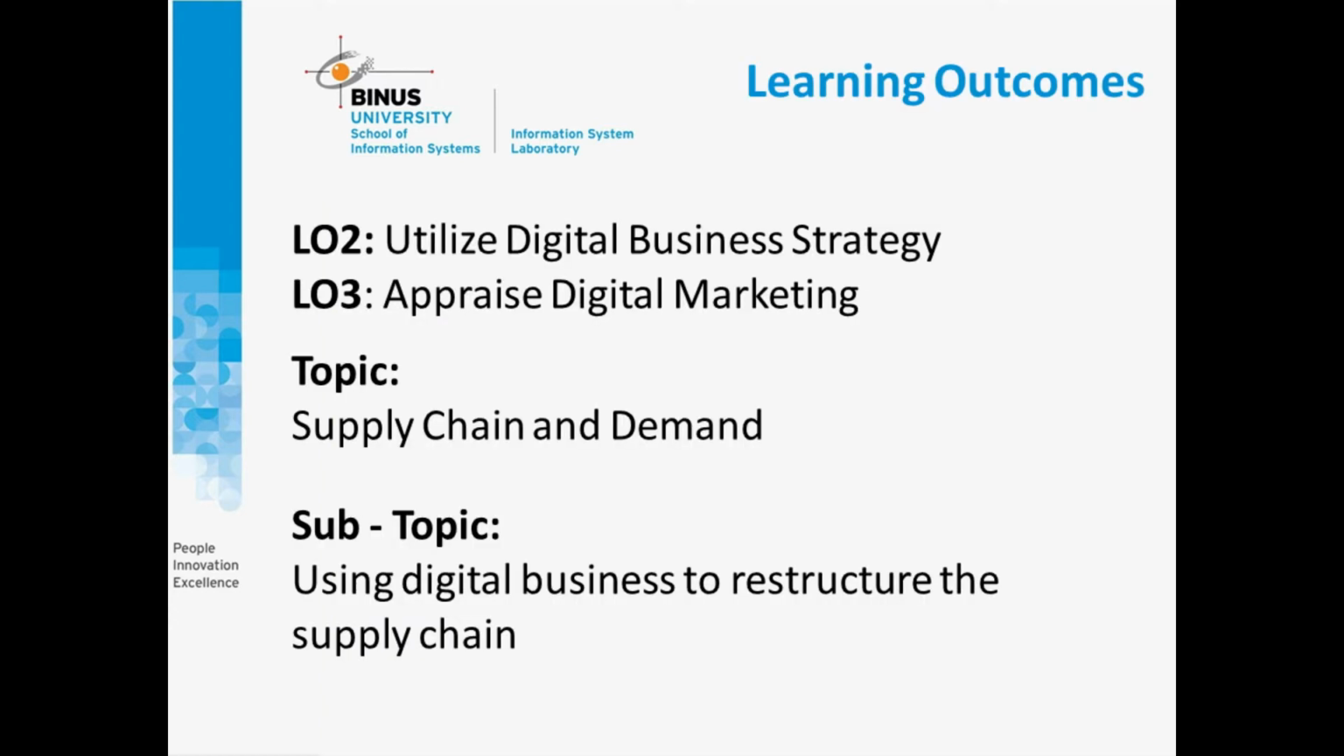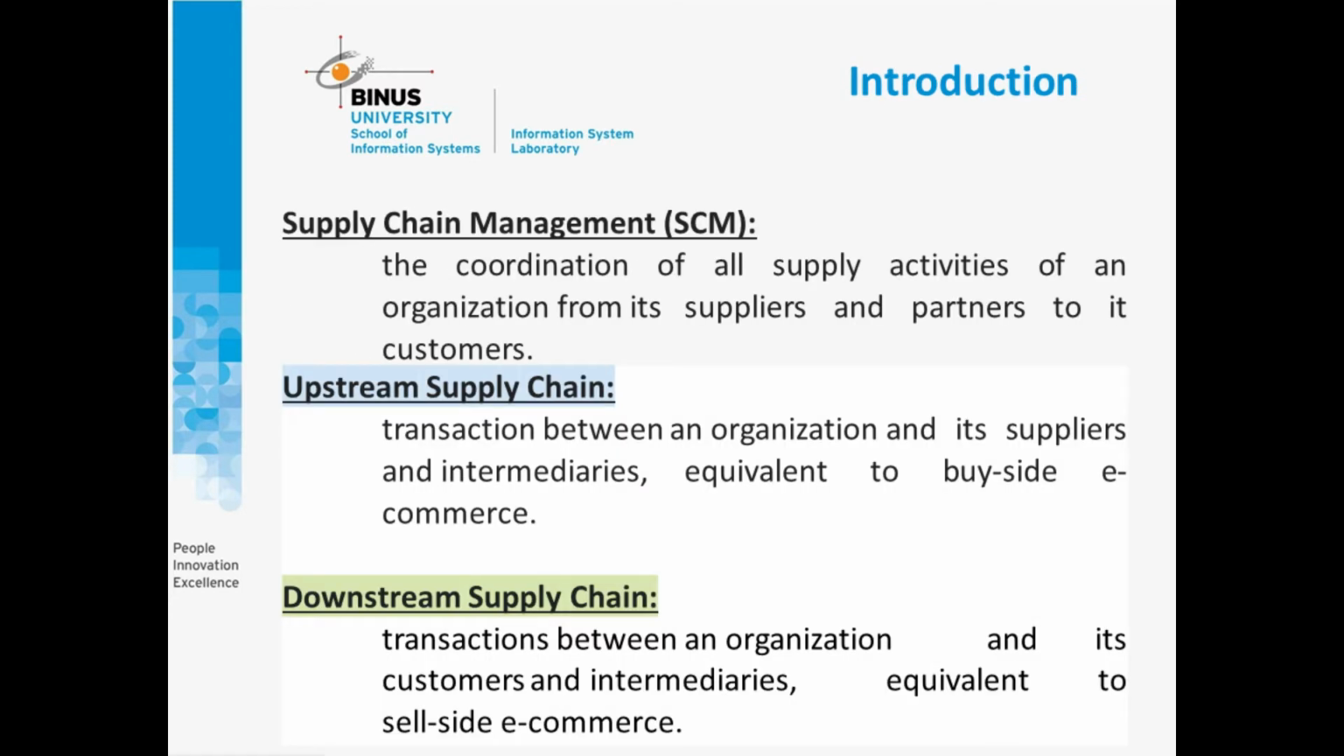This material is related to LO2 and LO3, that is, utilize digital business strategy and appraise digital marketing. The subtopic of this material is using digital business to restructure the supply chain. Supply chain management involves the coordination of all supply activities of an organization from supplier and delivery products to customer. Supply chain management has two supply chain activities, that is upstream supply chain activities and downstream supply chain activities.